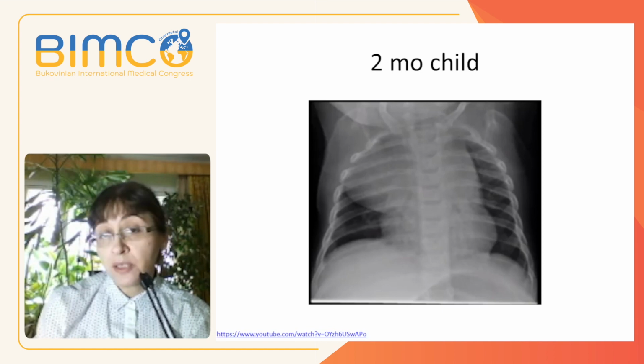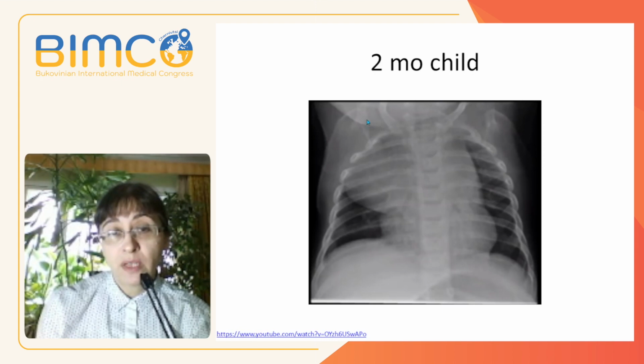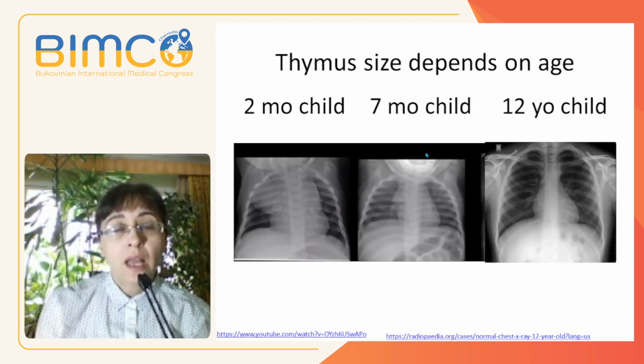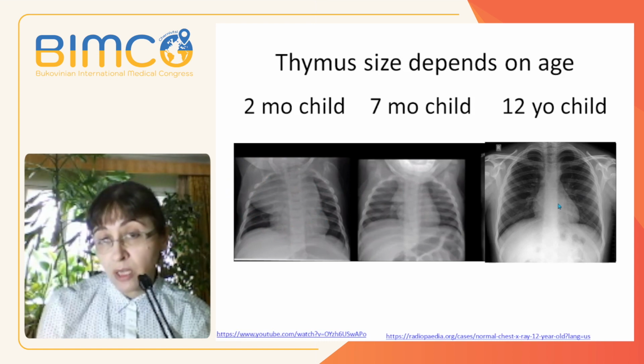This is the chest X-ray of a 2-month-old child, and you may observe a shadow which we may suspect to be pathological, but it is normal due to age. It is the thymus. All this looks like consolidation. Thymus size depends on age. This is the chest X-ray of a 2-month-old child, a 7-month-old child, and a 12-year-old child, and we may observe that in older age we can't observe this thymus shadow.